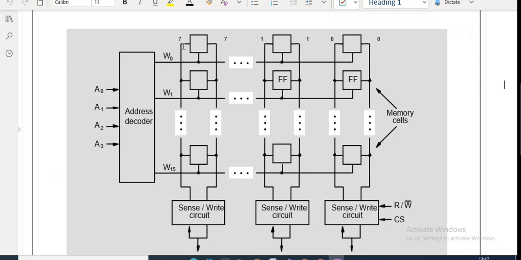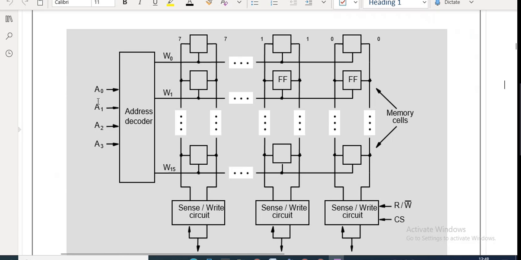So now tell me how many cells are there according to this configuration? 128 cells. That means the total memory can hold 128 bits. Okay, it is too small. Just for understanding purposes, I have taken this diagram. So the size of this memory is 128 bits. It is capable of holding 128 bit information.